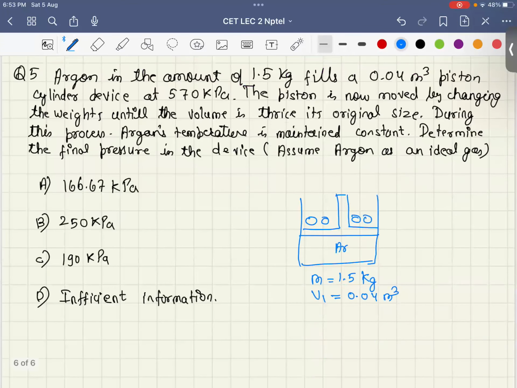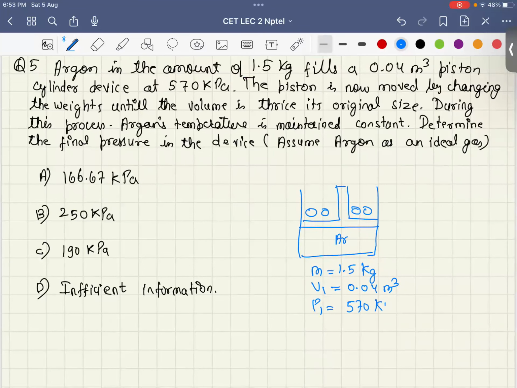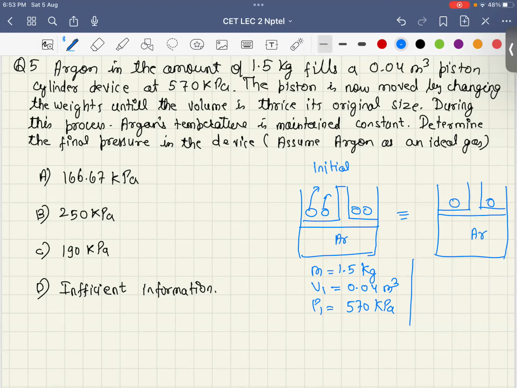And the initial pressure is also given as 570 kPa. Now these weights are going to be removed slowly until the final volume. So this is the initial state, and after some time this is going to be like this. Again it is argon, so the mass is going to remain the same, but now the volume V2 is going to be thrice V1, right? And the temperature is going to remain the same. Let's say here the temperature was T1, here T2 is going to remain the same.